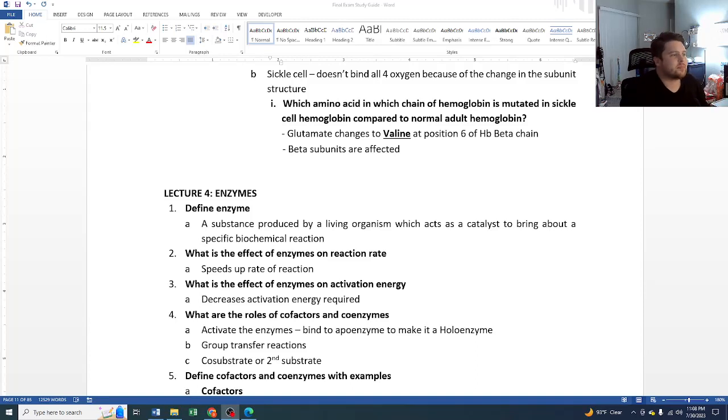Okay, jumping back in. I'm going to start lecture 4 talking about enzymes. So defining what an enzyme is, it is a substance produced by a living organism which acts as a catalyst to bring about a specific biochemical reaction. Main thing to focus on here is that it's a catalyst. It makes the reaction happen faster. It does this by reducing the activation energy. Another big component of an enzyme is that it is not used up during the reaction. So you should have the enzyme at the beginning and the end of the reaction. If you don't, then it's not an actionable enzyme.